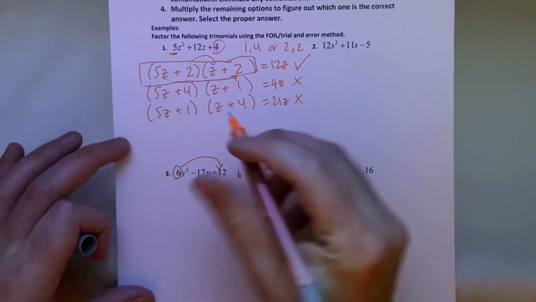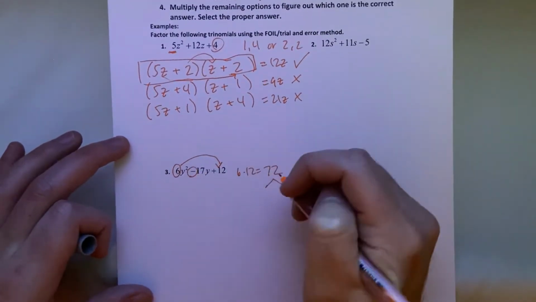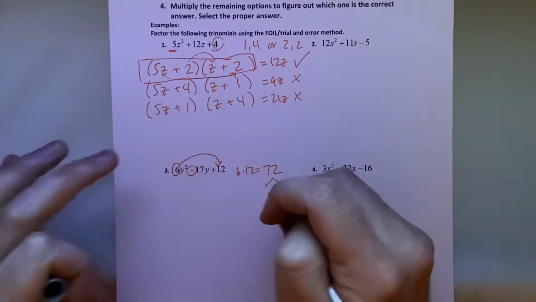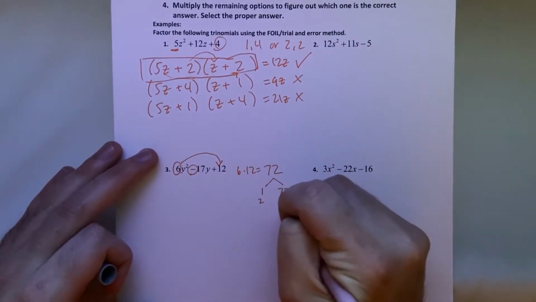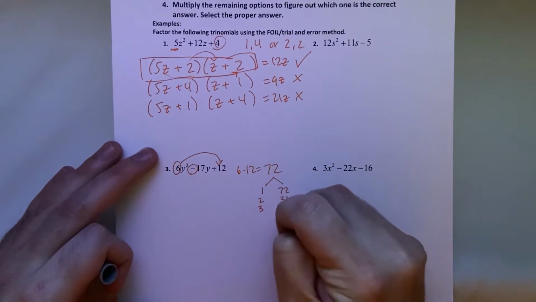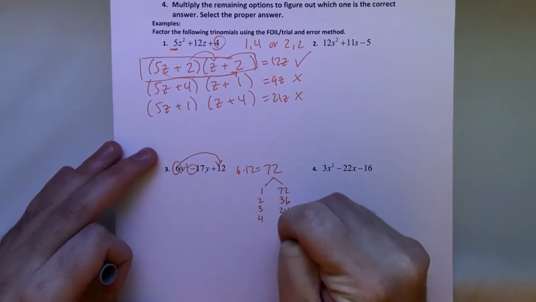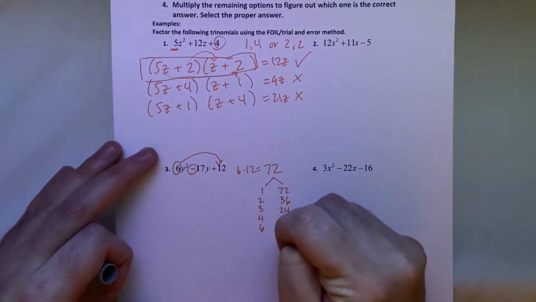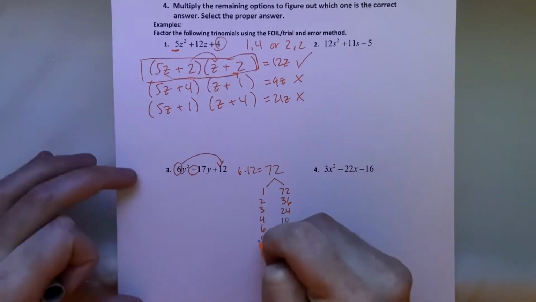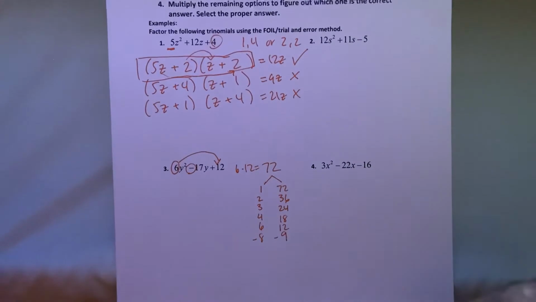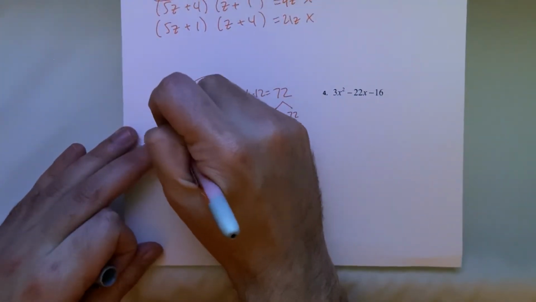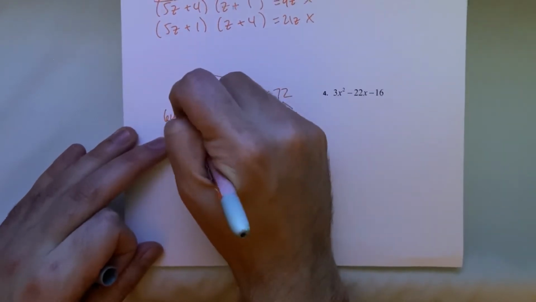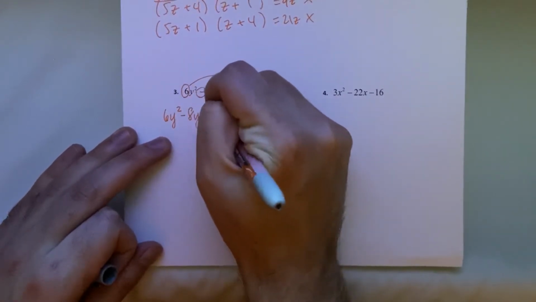So we're looking for factors of 72 that add to negative 17, so we know they'll both be negative. If we list them out, 1 and 72, 2 and 36, 3 and 24, 4 and 18, 6 and 12, we're getting closer. And finally, 8 and 9. So we know it needs to be negative 8 and negative 9, which means we're going to separate our middle term into negative 8y and negative 9y.